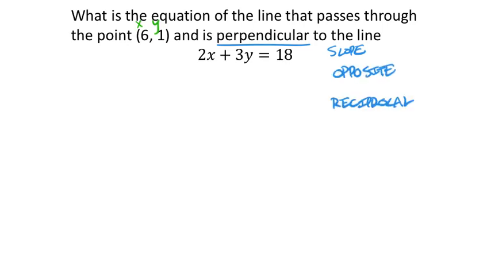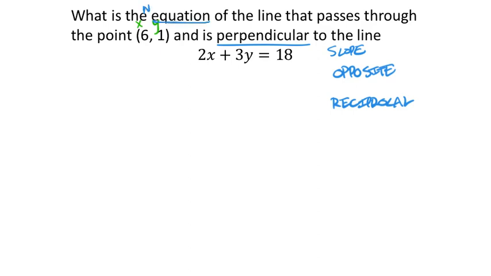So opposite just tells us, since we got a perpendicular line, we're going to change the sign. Reciprocal means we're going to flip the fraction. But again, they've given us an x and y value from the new equation. That's the x and y value. It's going to make it true, right?